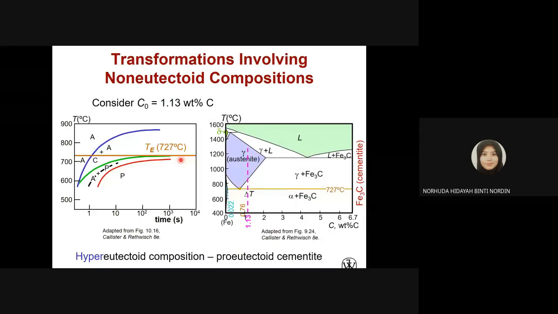It's the same for non-eutectoid, meaning it's not at this point. It is at a pro-eutectoid point, at the hypereutectoid composition. If you remember my last lecture, I said that before this point we call it hypoeutectoid. From this region to below this, hypo. At this point and beyond that, we call it hypereutectoid. So this is a non-eutectoid composition. It's the same.